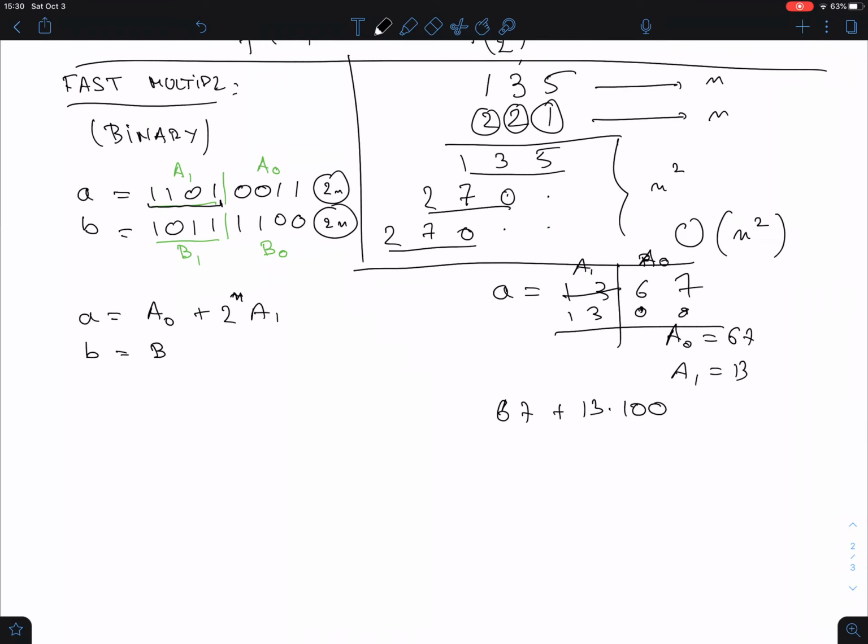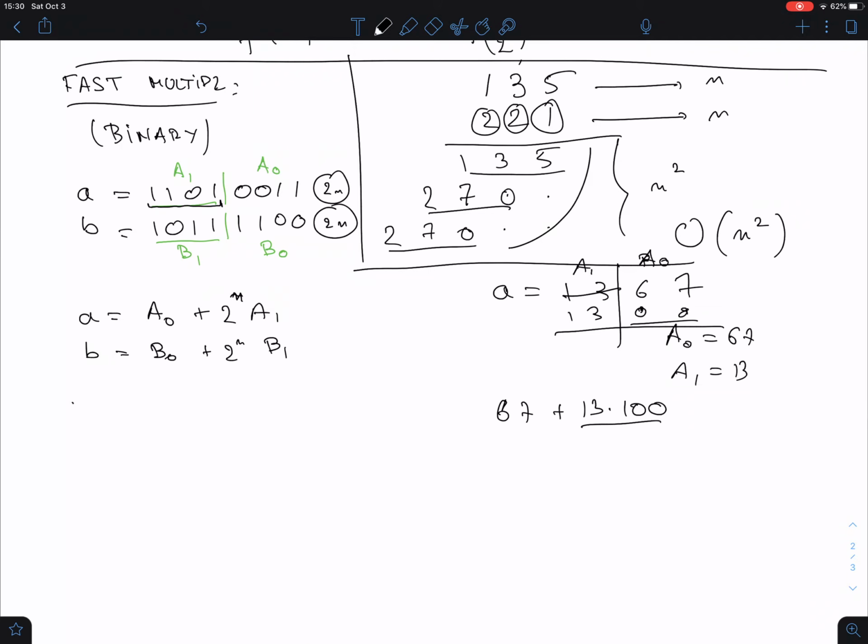B is the first n digits plus the next n digits times 2 to the n. That means the shifting, right? This is exactly what we were doing here, the shifting that I talked about here. You adding zeros, that's the kind of shifting, that's 2 to the n here. Okay. So what is A times B?